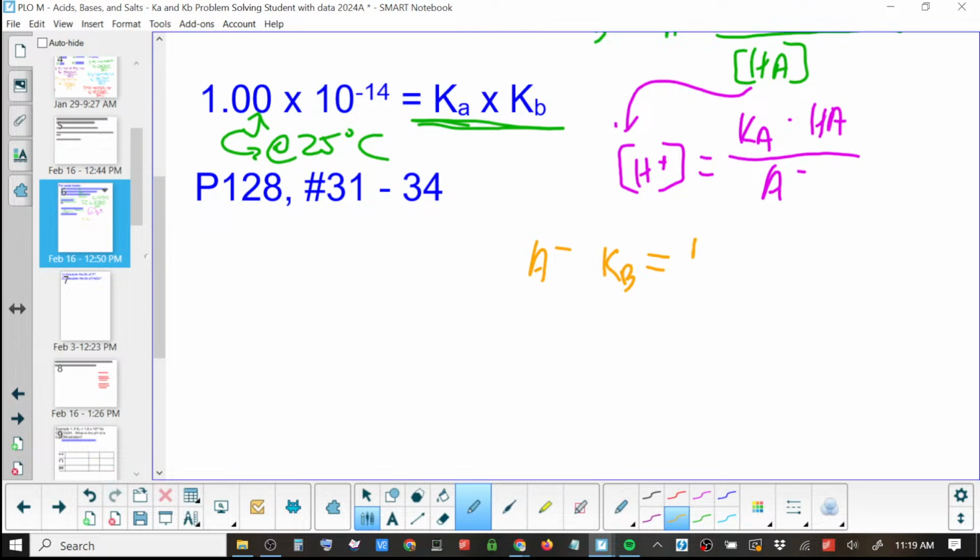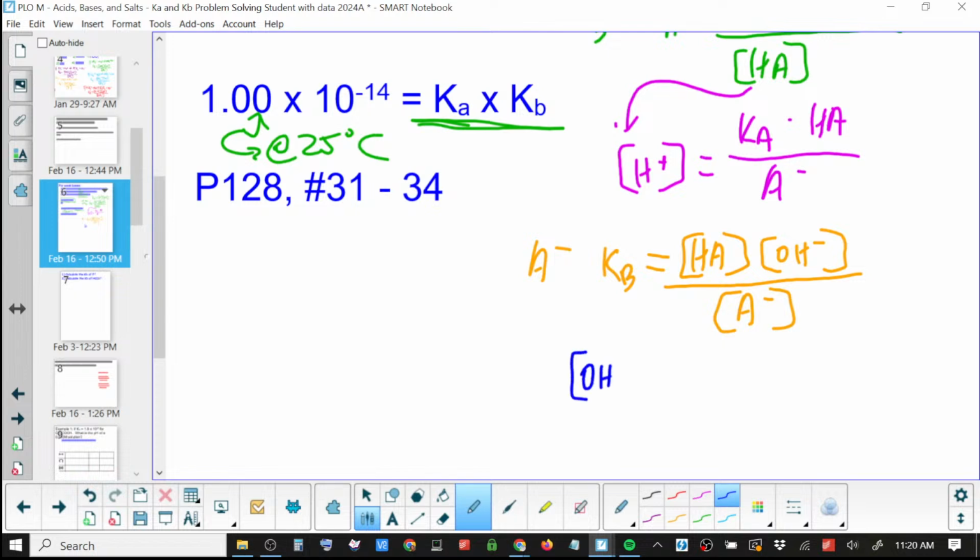It'll be HA times OH minus over A minus. Now, if I want to rearrange that, so I have the concentration of OH minus equals, what does that equal? KB times A minus over HA.